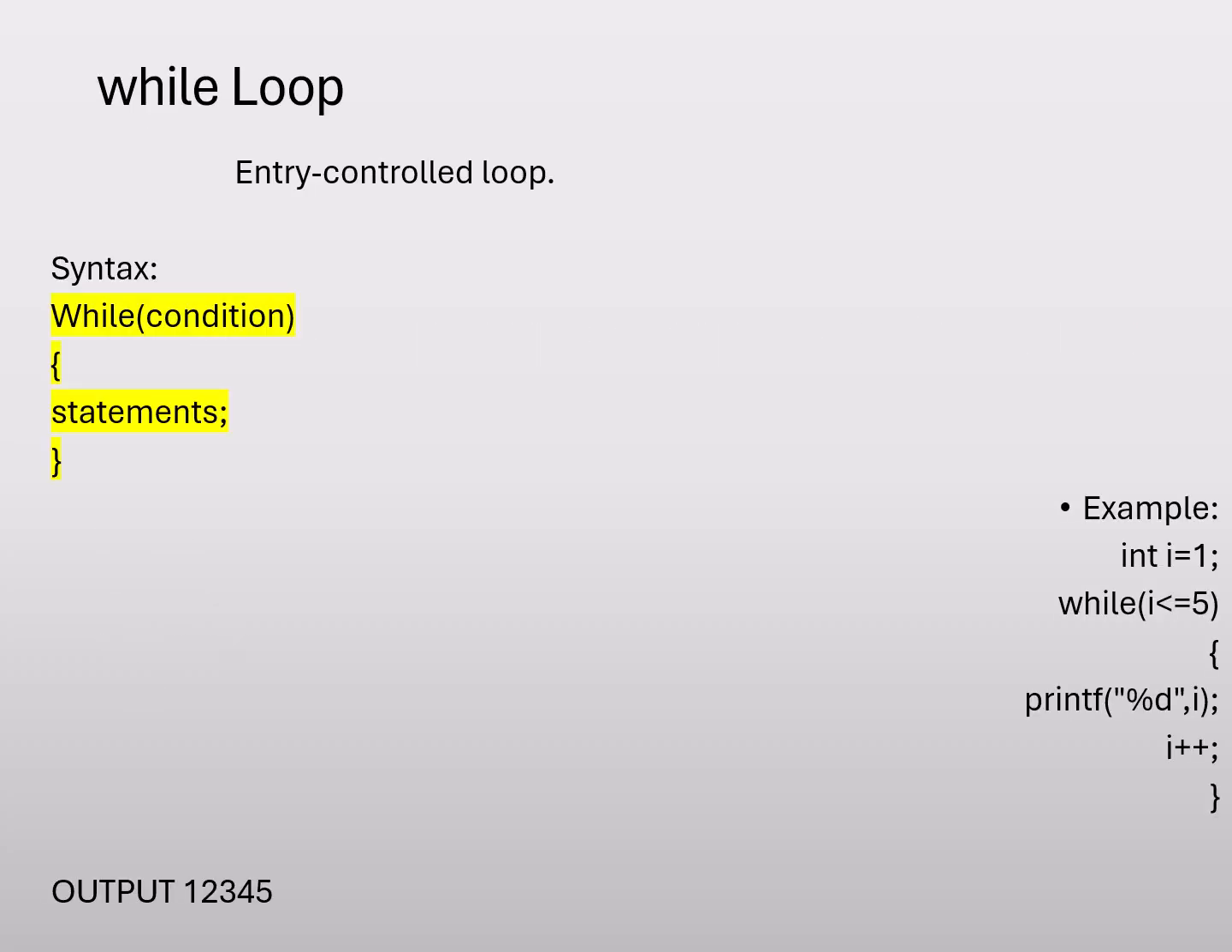First is the while loop. A while loop is an entry controlled loop. Syntax: if the condition is true, the statement will be executed. For example, int i equal to 1. After that, the condition is checked: i less than or equal to 5. The condition is true, so the printf statement will be executed. After the printf, the value will be incremented by 1. The code is repeated until the condition is false.